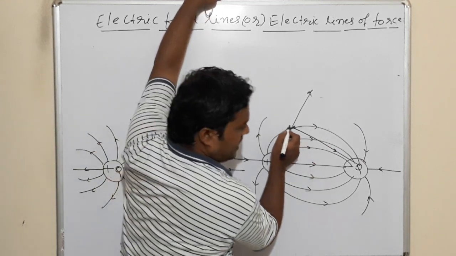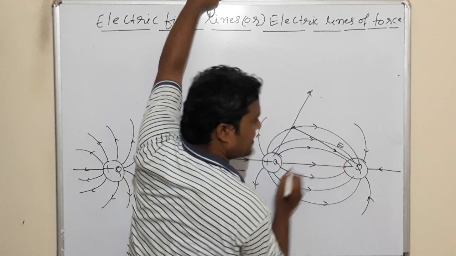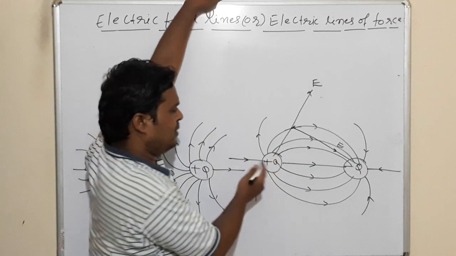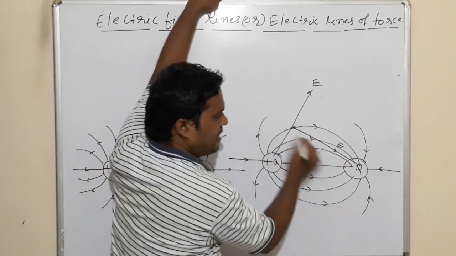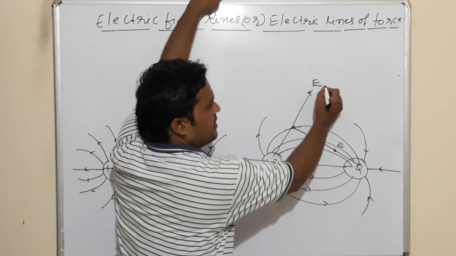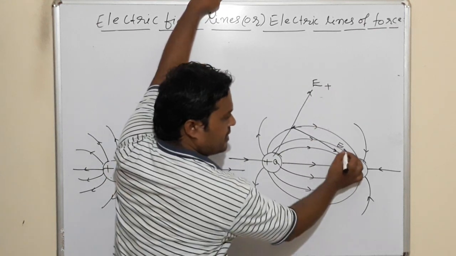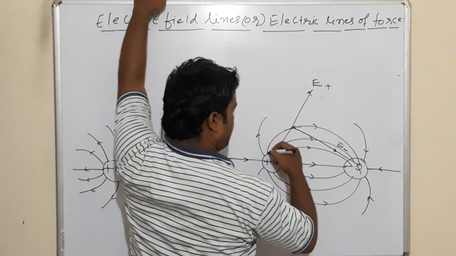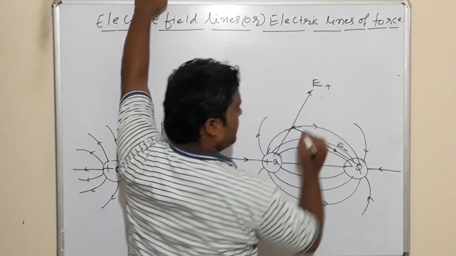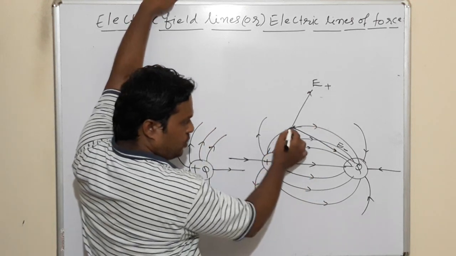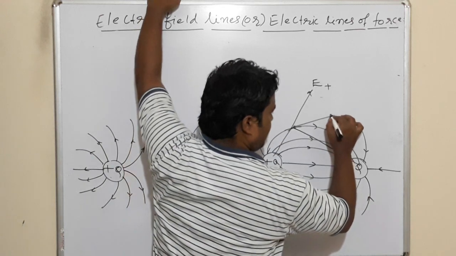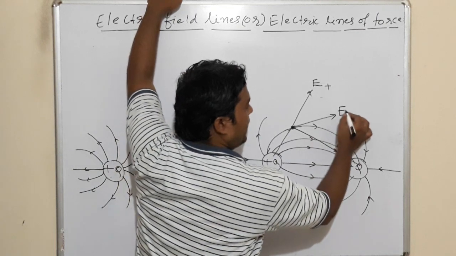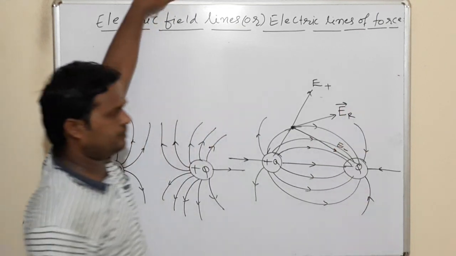For a negative charge, the electric field will be towards the charge, and for a positive charge, the electric field will be away from the charge. Charges are equal in magnitude, but the distances are different, so the electric fields will be different. This is E due to the plus charge. This is E due to the minus charge. At a point, if I draw the electric field line like this, the tangent drawn to this line at this point should indicate the resultant electric field.